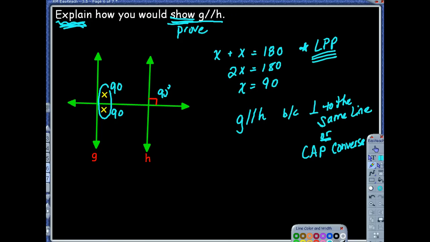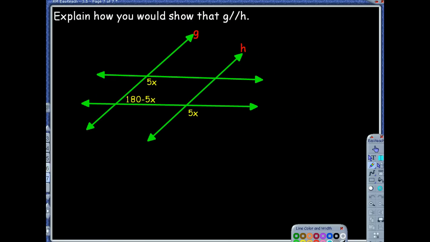That kind of gives you a guideline there. Okay, this next one says explain how you would show that G is parallel to H. So again, they're giving us our outcome, what we want to show. So we want to show that G and H are parallel. We don't necessarily have that right now. I want to be able to explain how I would show that. So in a sense, you're proving it.